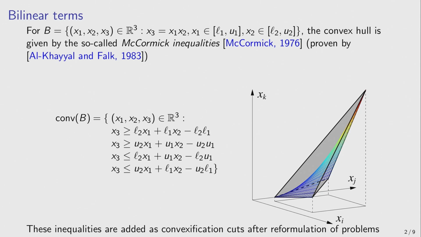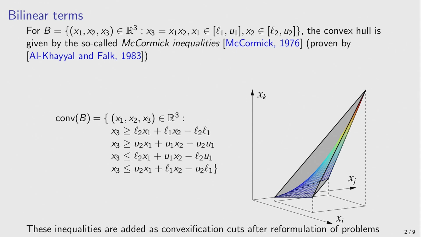The convex hull in this case is given by four inequalities of greater or equal type and lesser or equal type. These four inequalities are the most generic, and they obviously hold only when all the bounds are finite. So when the respective bounds are finite, you can write the inequality. And they form a tetrahedron, which is the convex hull of this curve, which represents the product of two variables. So this is x1, x2, and that's x3.